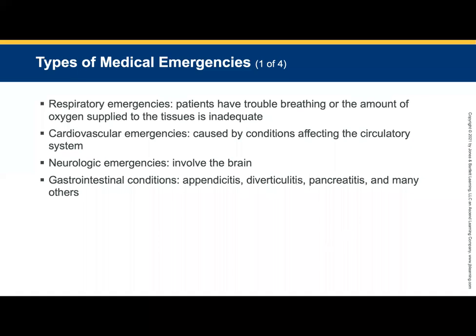All right. Types of medical emergencies. So we're going to talk about respiratory emergencies, which occur when the patient is having trouble breathing or when the amount of oxygen supplied to the tissues is inadequate. So let's talk about that. At some point in time, we've all had some shortness of breath. We've had some type of respiratory illness. You may have had pneumonia. You may have had asthma as a child. You may have asthma now, but we've all been there.